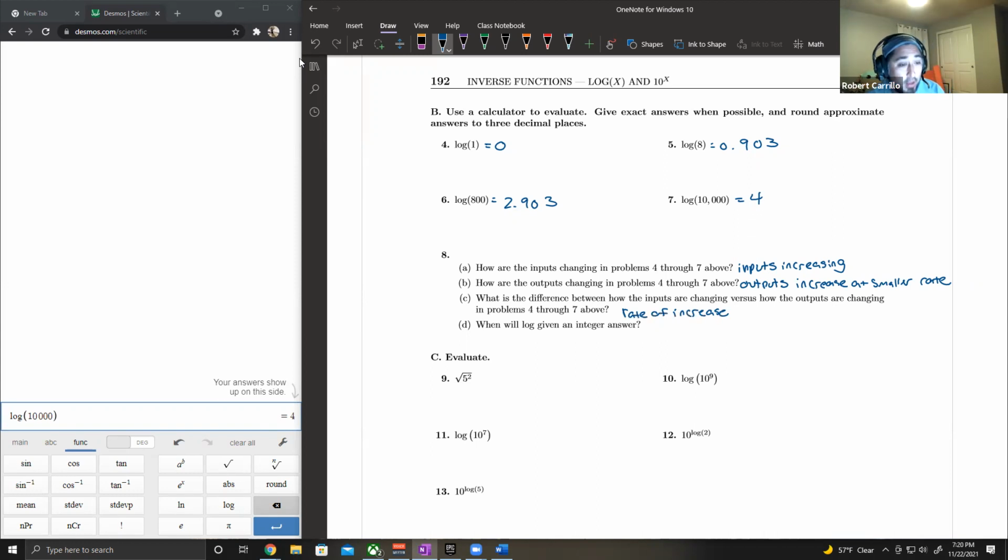And when will log give an integer answer? Yeah. So when will log give an integer answer? All right, well, you have to know what an integer is. An integer is just a whole number. So when will a log give us a whole number based on your examples above?